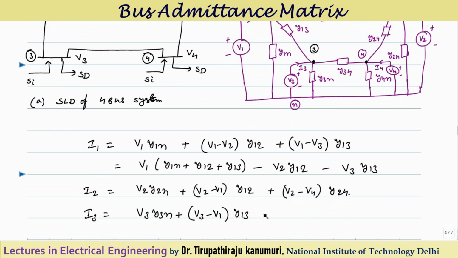Between node 3 and node 4 also there is a connection. So this is V3 minus V4 times Y34. So in this way I can calculate I3, because I3 has only 3 elements connected to this node. So similarly I can calculate my value of I4.